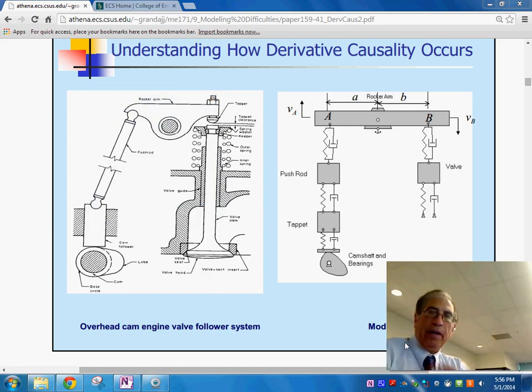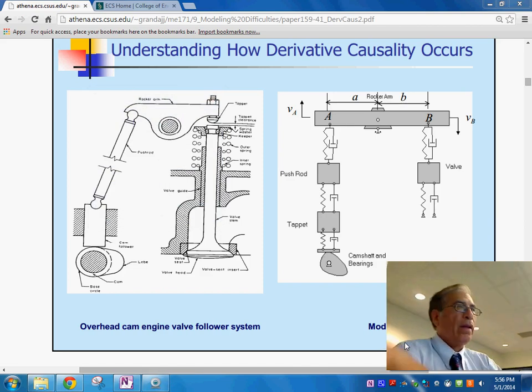Today we're going to see a very interesting topic, understanding how derivative causality occurs. Also, I would like to present to you what the solution to derivative causality is, and how we could understand the physical ramifications of how it happens, and if we find a solution, how the system is modified as well.